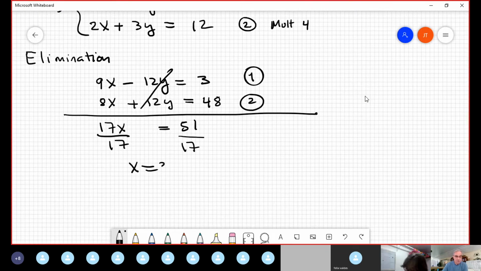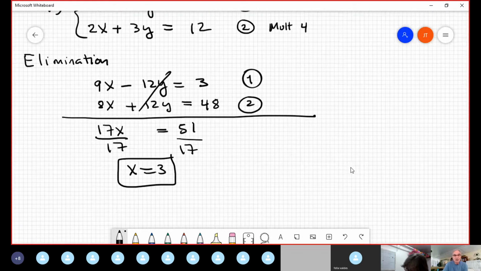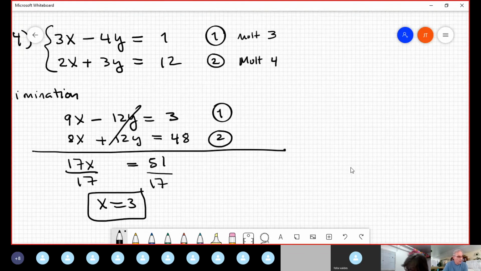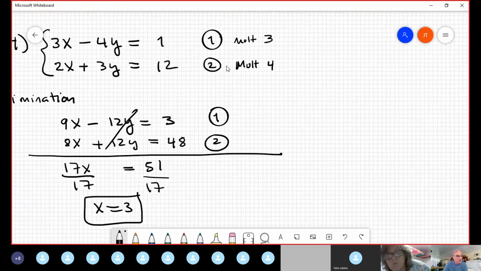X equals 3. Okay, I have at least the x value. I need to find the y value. You may use substitution in equation 1 or in equation 2, whatever you want. If you consider equation 1 better, let's do equation 1. If you consider equation 2 better for you, use that. But I try to avoid big numbers like 12.